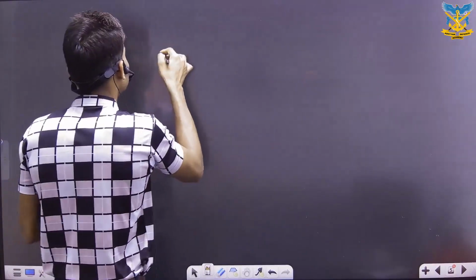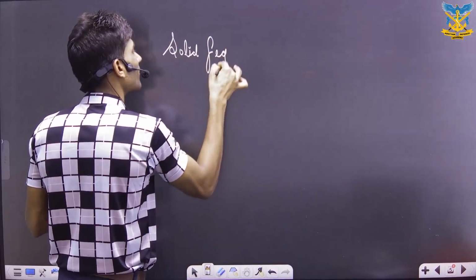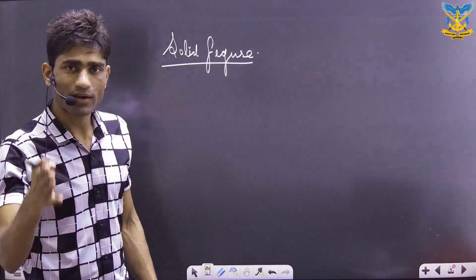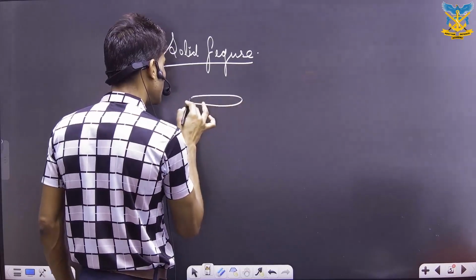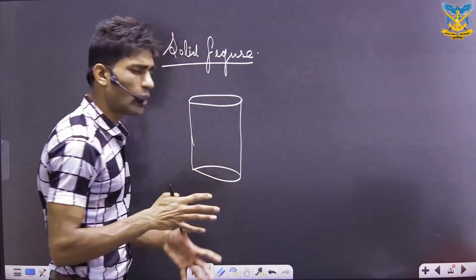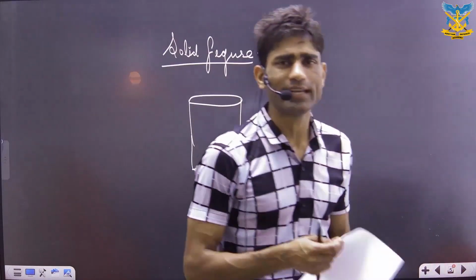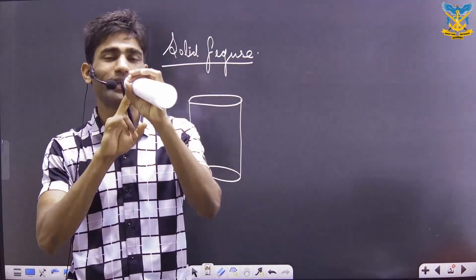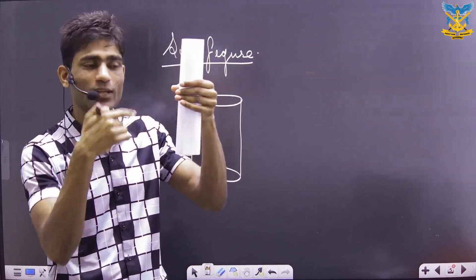Now let me explain with the solid figure. Let me consider one solid figure, a cylinder. I know that you have all seen a cylinder, but let me show you one. We consider this type of figure as a solid, which is actually our cylinder.